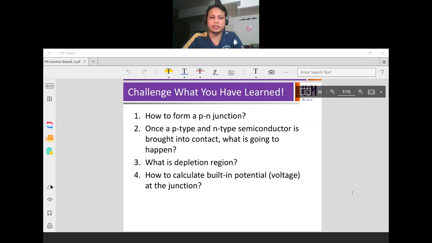At the metallurgical junction. So by the way, do we have diffusion of holes and electrons from the whole area of the semiconductors? No, right? Just at the PN junction, near the metallurgical junction, near the contact region. Okay. So what is depletion region? Number 3, what is depletion region? How do you define depletion region?